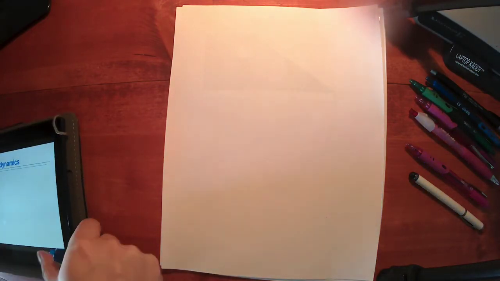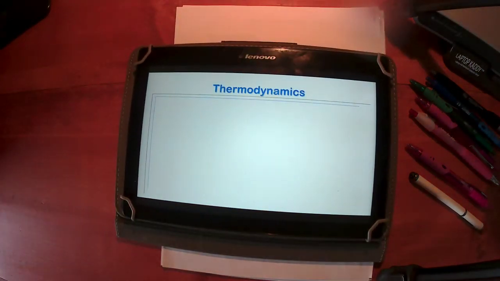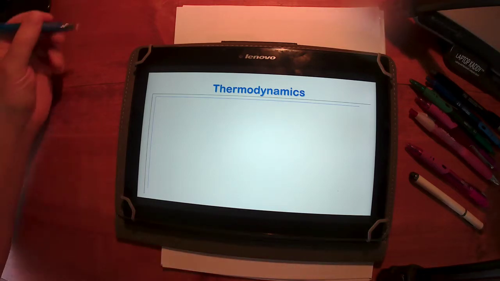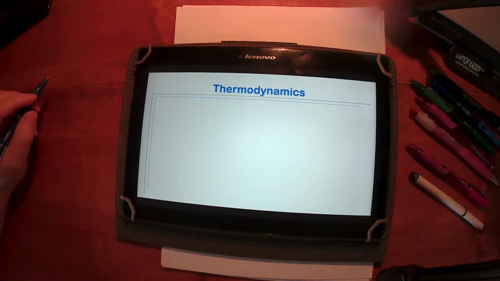This is our first lecture in thermodynamics. And so we got set up here, and again, my goal here is to try to replicate what I would normally do in a lecture.